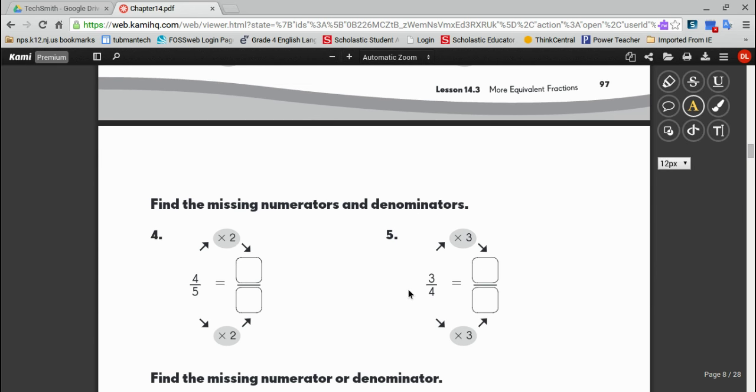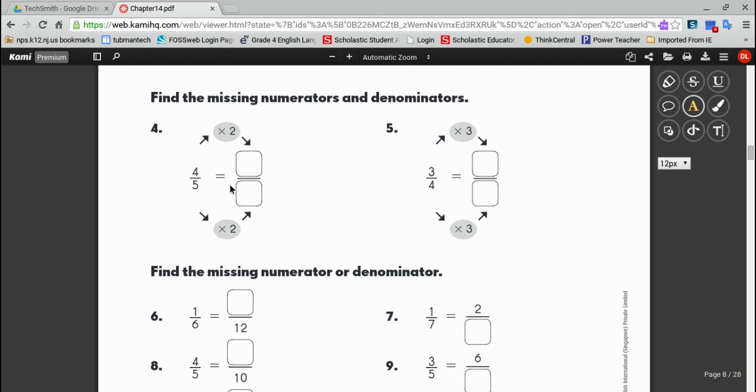So let's do page 98. Still, find the missing numerator and denominator. We're multiplying by 2's. 4 times 2 is 8. 5 times 2, well, that's 10. Number 5, 3 times 3, 9. And 4 times 3, well, that's 12.